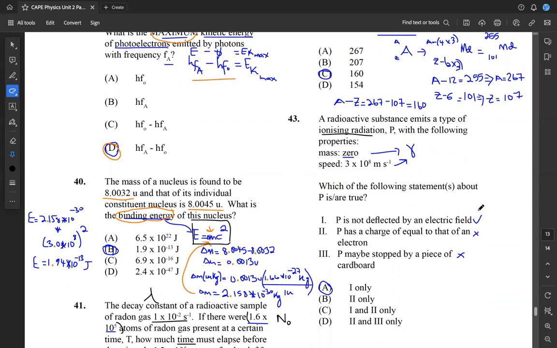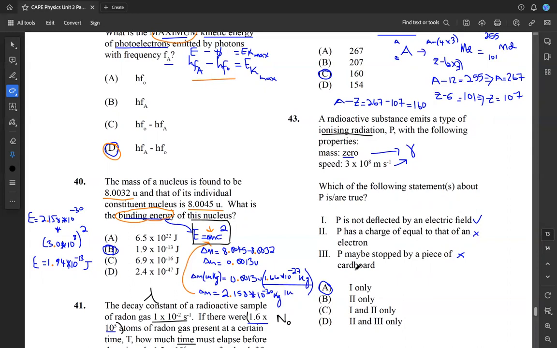So they're not going to be deflected by an electric field, particularly the fact that they don't have a charge. If they had a charge, they'd be deflected by the electric field. But because they don't have a charge, they're not going to be deflected. So that's true. Part 2 now, P has a charge equal to that of an electron. No, gamma rays don't have any charge. So this is wrong. And then for 3 now, P may be stopped by a piece of cardboard.